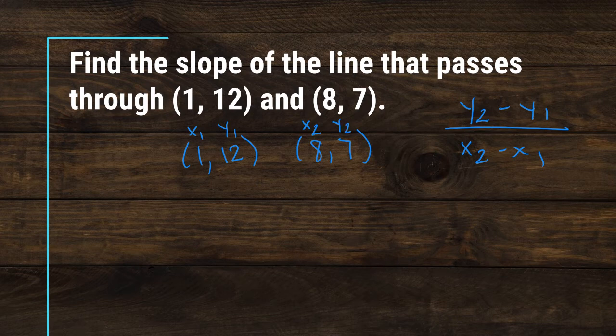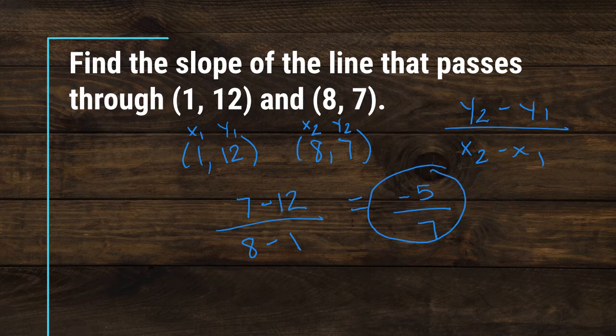And now I'm just going to plug these numbers into that equation. y2 is 7, y1 is 12, and then I have that over x2, which is 8, minus x1, which is 1. So 7 minus 12 equals negative 5, and 8 minus 1 equals 7. So the slope of my line is negative 5 over 7.